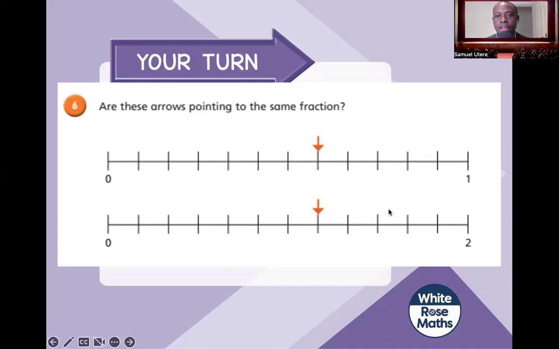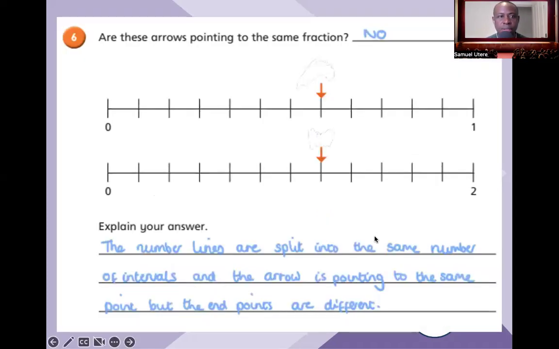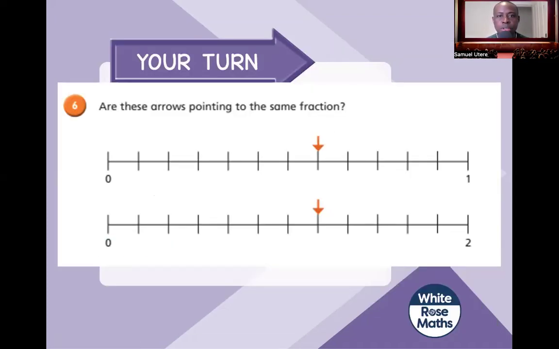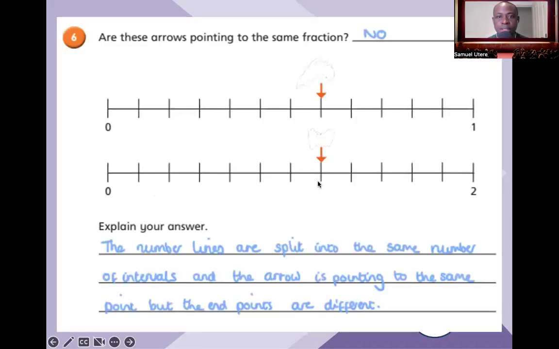Assuming you've paused the video and you've answered the question, here are the answers. You were asked, are these arrows pointing to the same fraction? Well, you're going to have to fill in the number line to find out what fraction represents this position, to know whether they're the same. So no. Why? The number lines are split into the same number of intervals, and the arrow is pointing to the same point, but the end points are different. You can see that the end points are different.